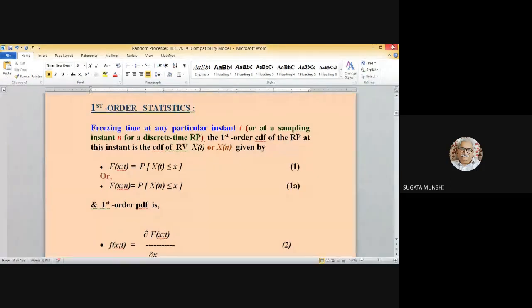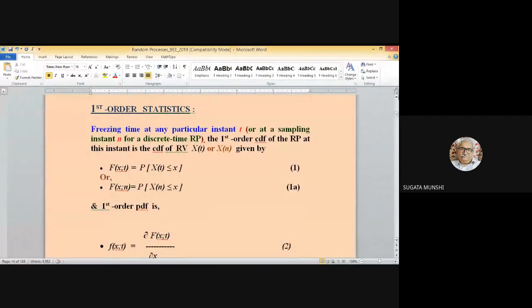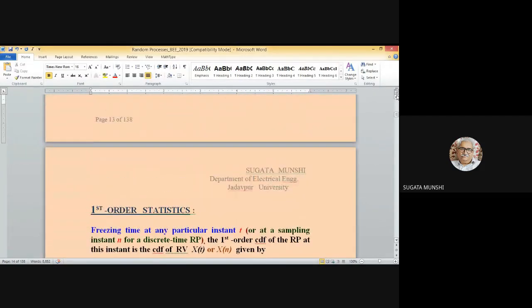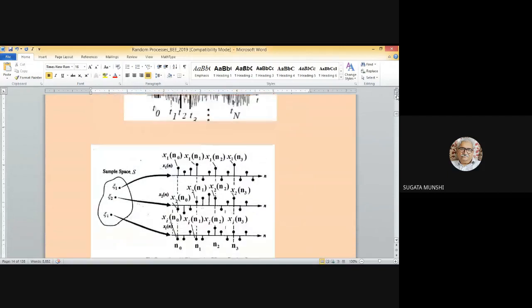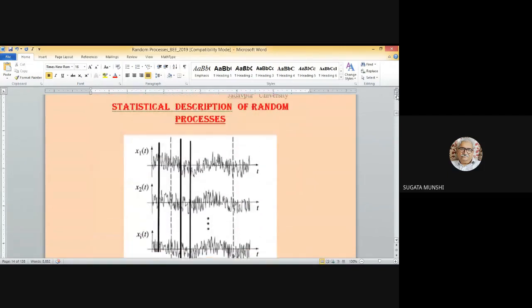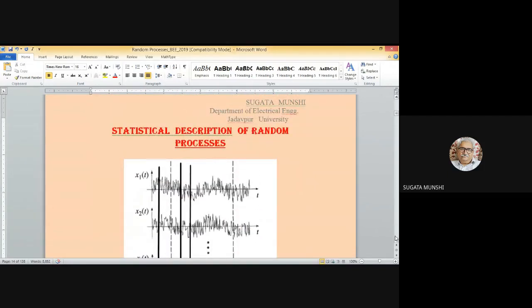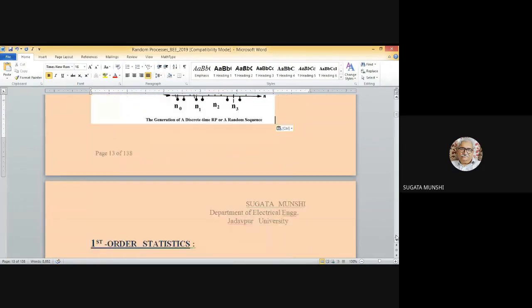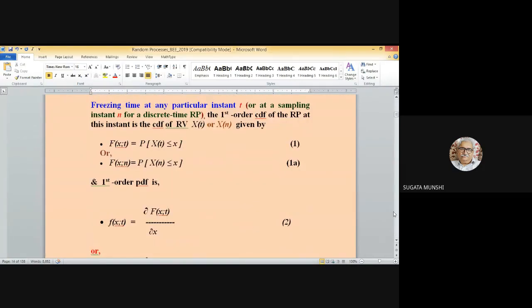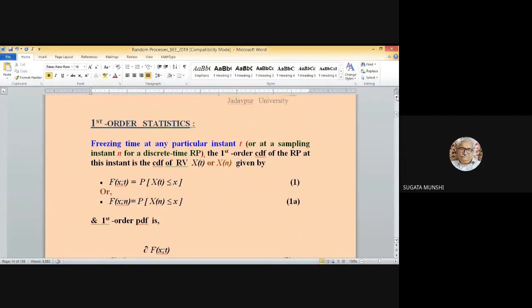Statistical description of random processes. Now I am considering the statistics of a single random variable by freezing our attention to a particular instant of time or a particular sampling instant in case of the discrete random process.